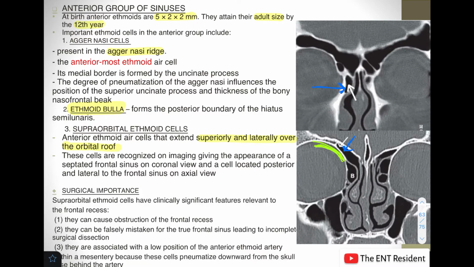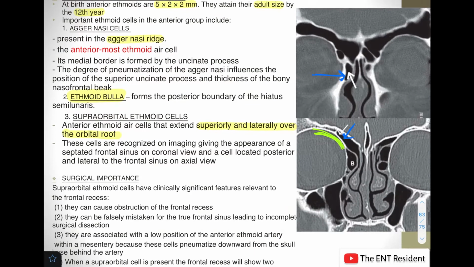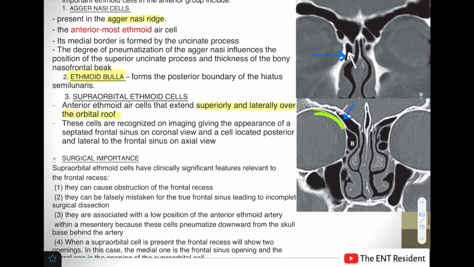The importance of this supraorbital ethmoidal cell is that it lies very close to the frontal recess. Therefore, it can cause an obstruction of the frontal recess. Sometimes it can also be falsely mistaken for the true frontal sinus, leading to incomplete surgical dissection. Also, supraorbital ethmoidal cells have been associated with the low position of the anterior ethmoidal artery within a mesentery because these cells pneumatize downward from the skull base behind the artery.